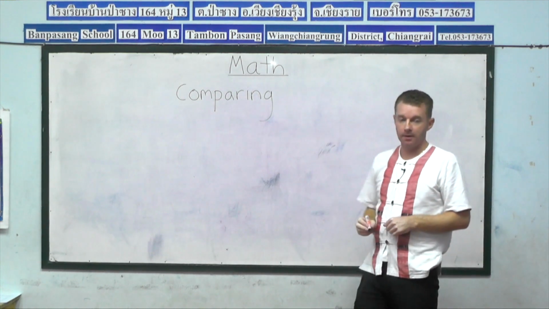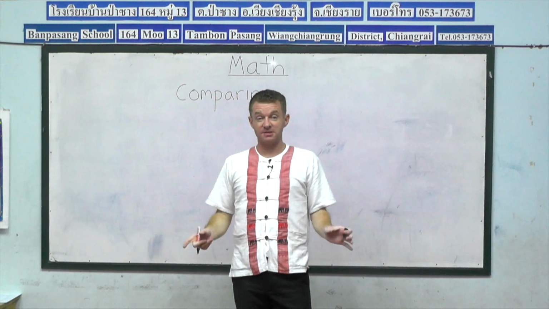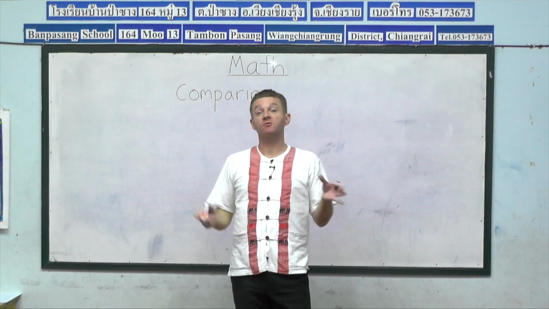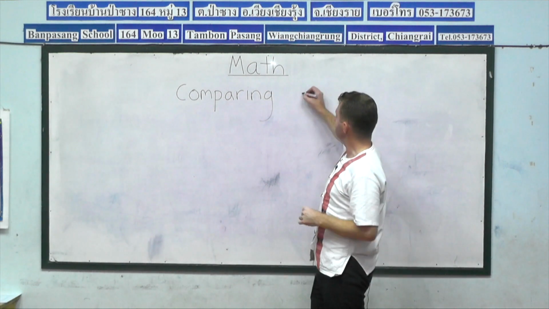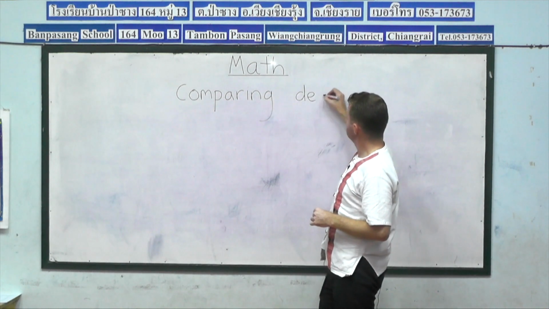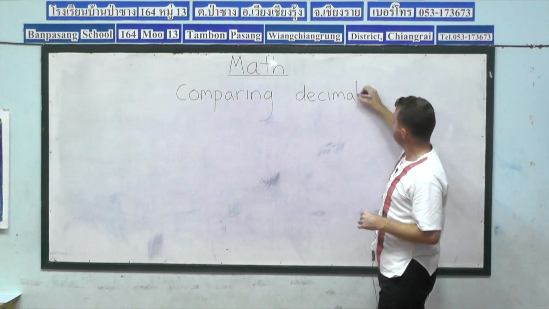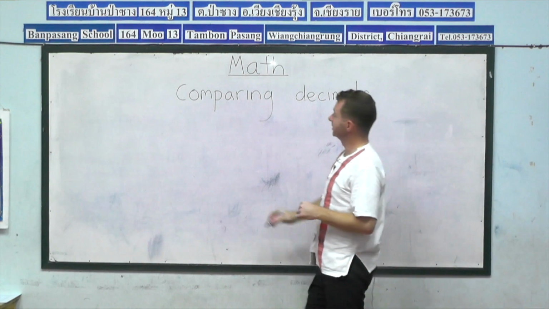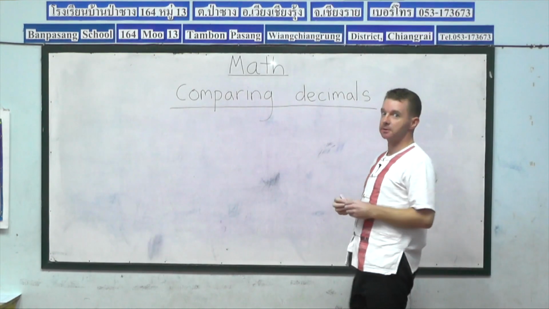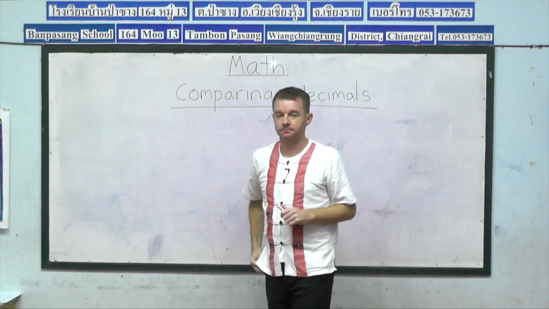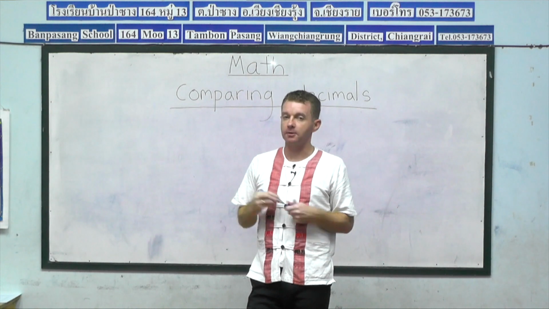Comparing. What the word comparing means is we look at 2 different numbers, examine them to see which one is greater than, less than, or equal to. And decimals, D-E-C-I-M-A-L-S. So all together, guys, comparing decimals. Okay, so now for our 3 signs, the important signs we need to use.